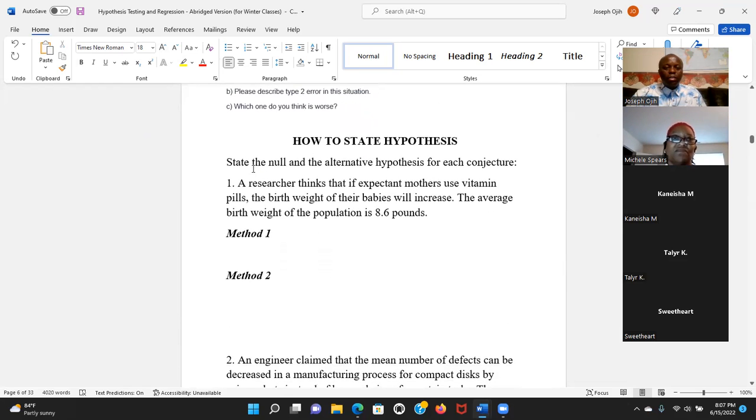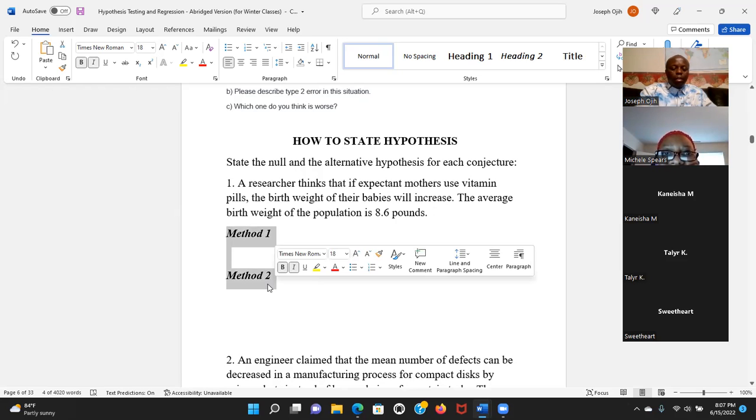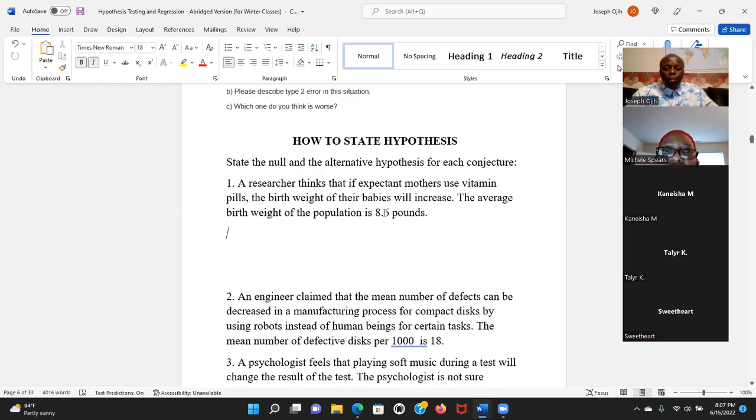Now, it says: state the null and alternative hypothesis for this conjecture. A researcher thinks that if expectant mothers use vitamin pills, the birth weight of their babies will increase. The average birth weight is 8.6 pounds. So you have to recognize the keywords that will help you to state the hypothesis correctly. Solution.